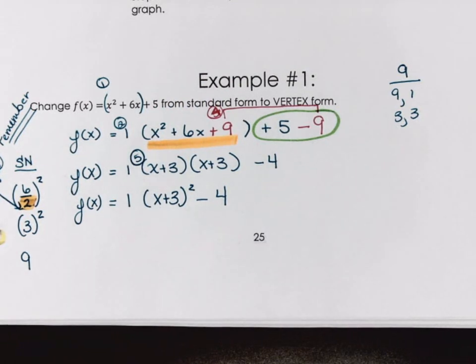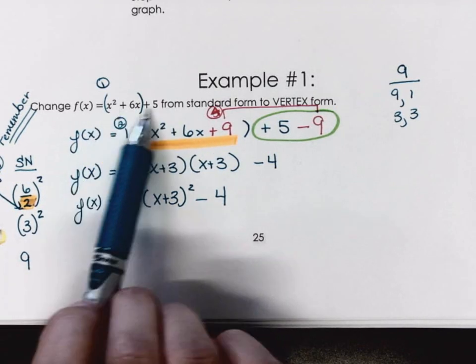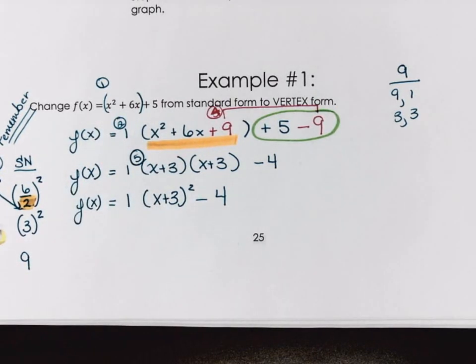Okay, where's my vertex? Negative 3, negative 4. Which way does my graph open? Up. How many x-intercepts? 2. Where's my y-intercept? Plus 5, because you had it. You already had it in standard form, right? So it was there. So you know an awful lot about this parabola by being able to convert back and forth.